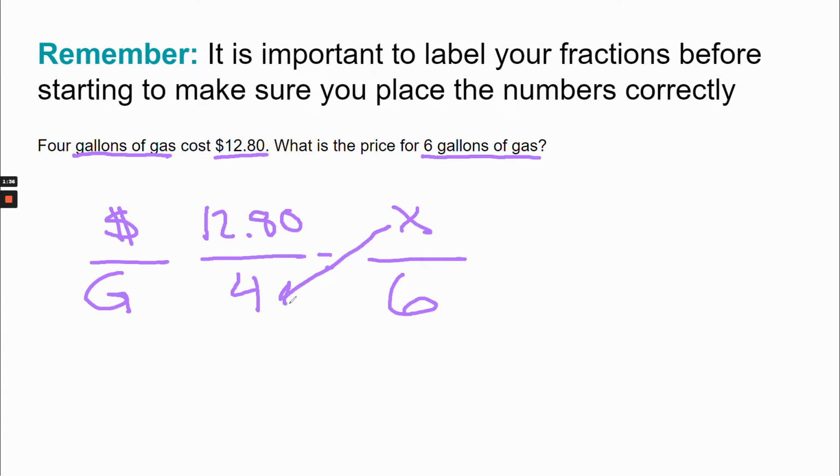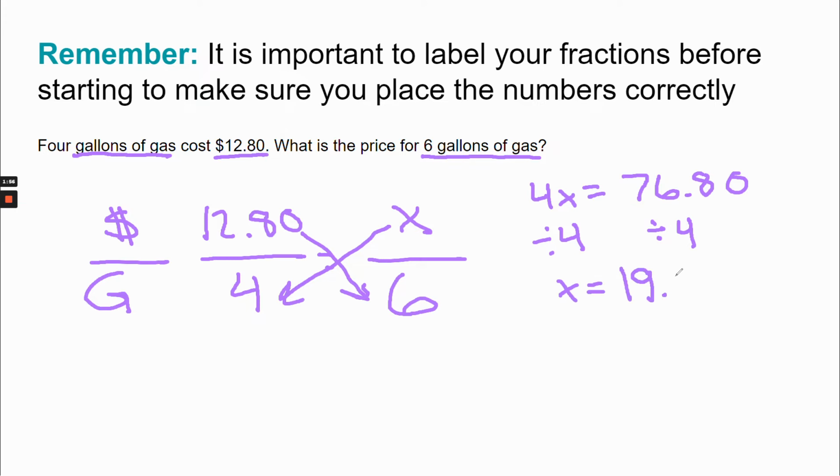We're going to cross multiply. And we would get 4x equals $12.80 times 6, which is $76.80. We divide by 4, and we get x equals $19.20.